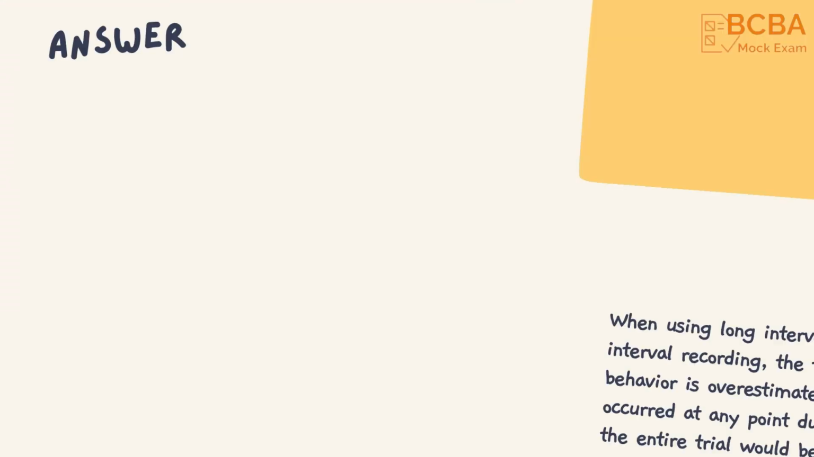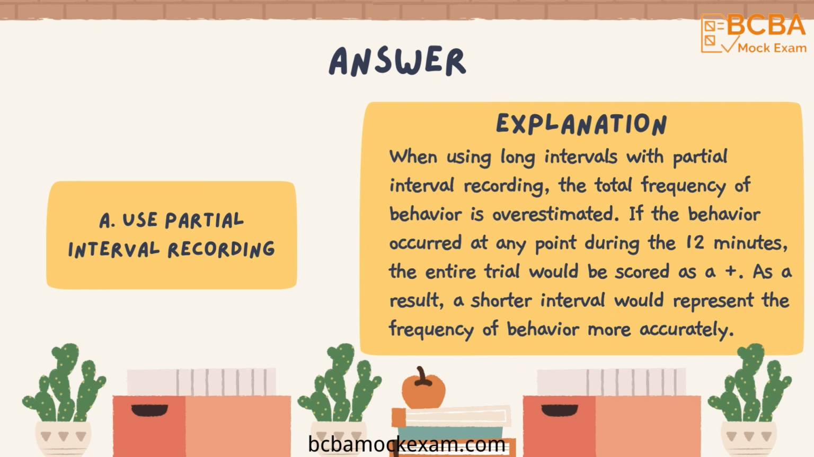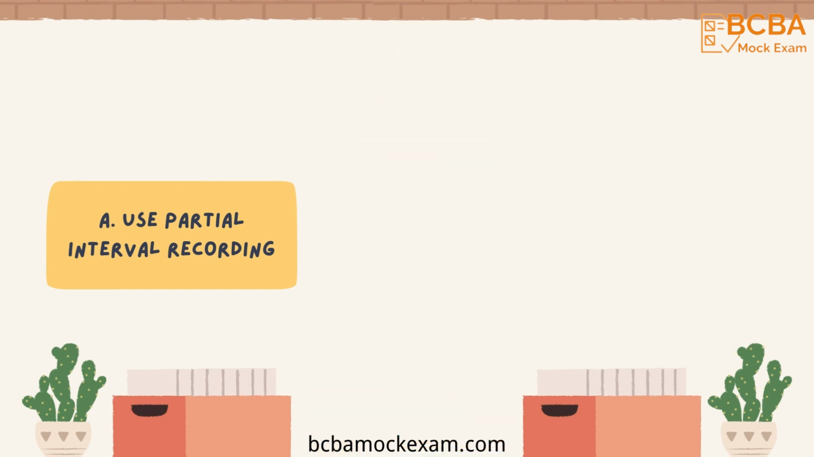The answer is A. Use partial interval recording. When using long intervals with partial interval recording, the total frequency of behavior is overestimated. If the behavior occurred at any point during the 12 minutes, the entire interval would be scored as occurrence. As a result, a shorter interval would represent the frequency of behavior more accurately.